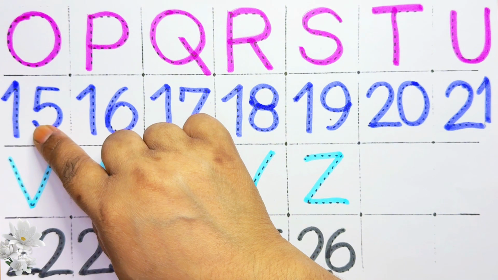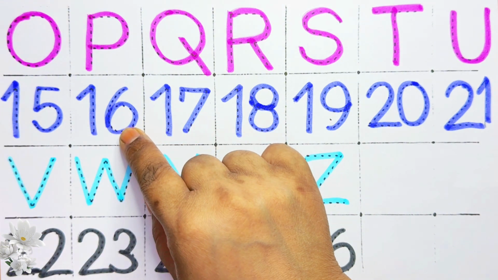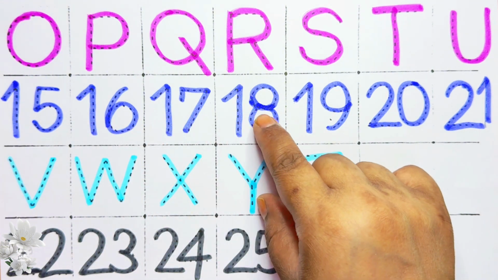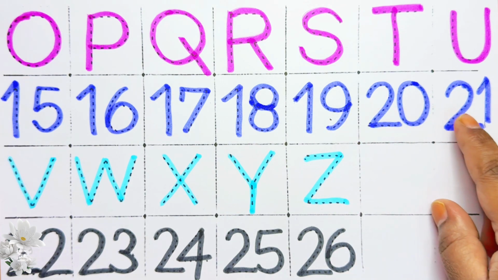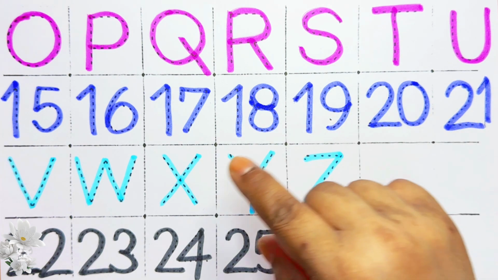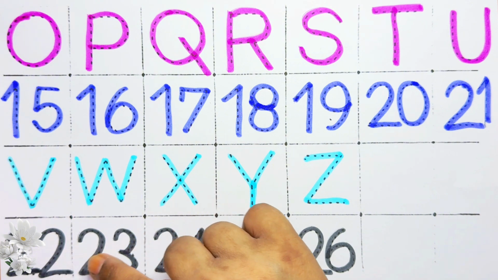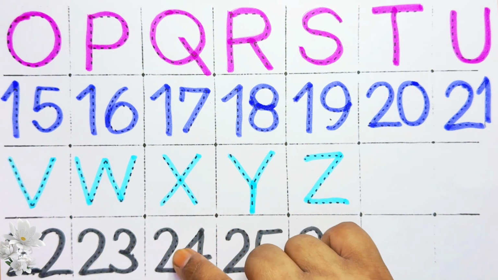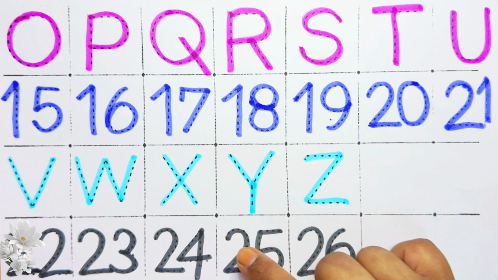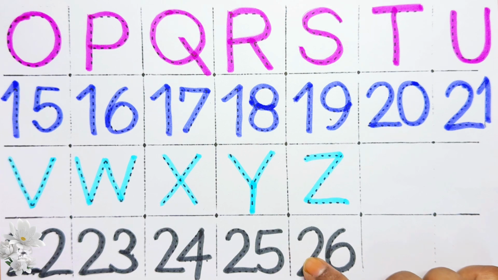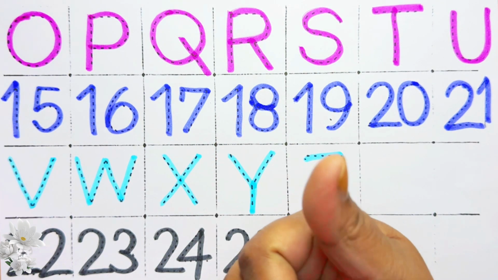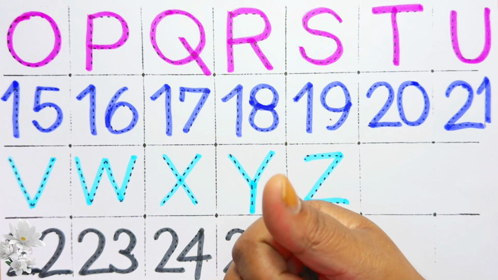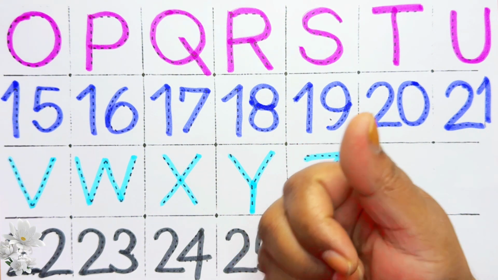Numbers 15, 16, 17, 18, 19, 20, 21, 22, 23, 24, 25, 26. There are 26 letters and 26 numbers we have learned today.